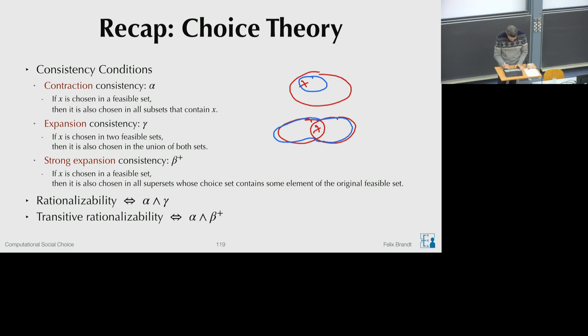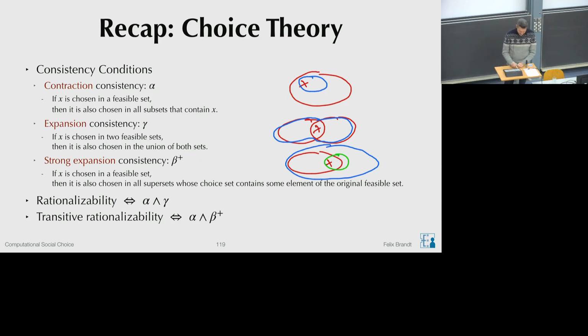If X is chosen in a feasible set like here, then X is also chosen in all supersets whenever, let's use green here to denote the choice set, whenever the choice set of this blue set overlaps with this red set here. So whenever something from this feasible set is chosen, maybe something here, then we also need to return X, because X was among the best elements of the red set here. Maybe if you want to have it in one single figure, it could look like this. The green set is the choice set from the blue set, and that is this beta plus condition.